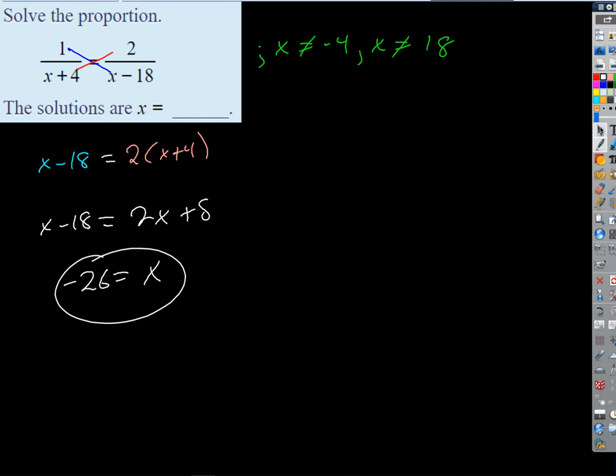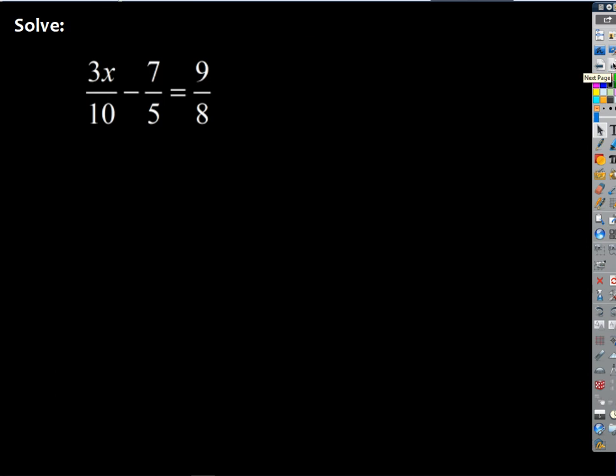Okay? No big deal. But what do we do if we've got multiple terms? Right? What if it's not just a simple proportion? What if we've got more than 2 terms in our rational equation? Well, here's a really simple rational equation. This is one that you could have done before you even knew what a rational expression was. In fact, we've done some stuff like this at the beginning of the year.